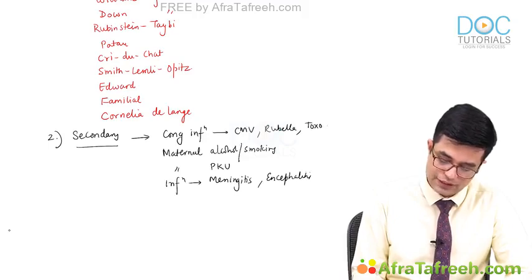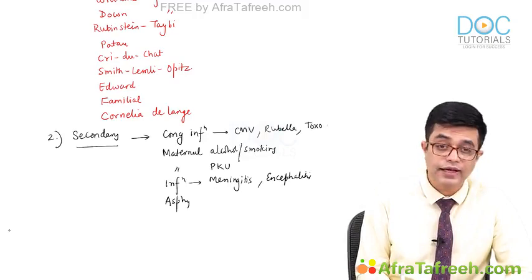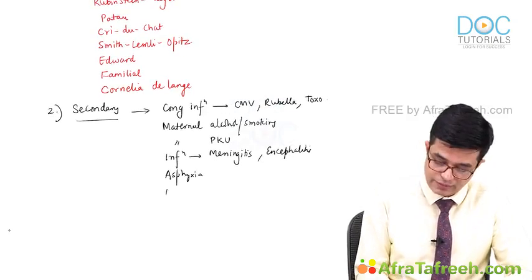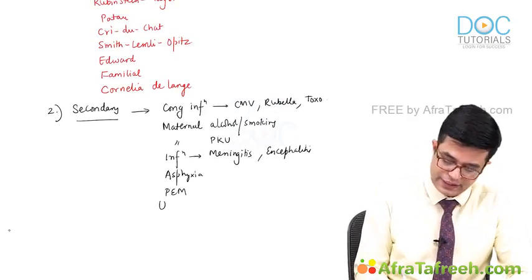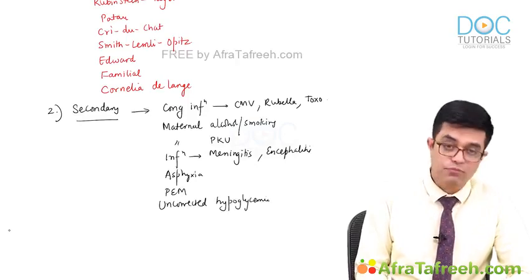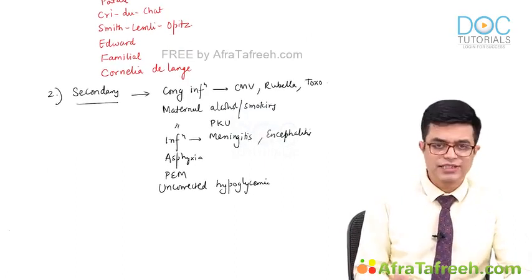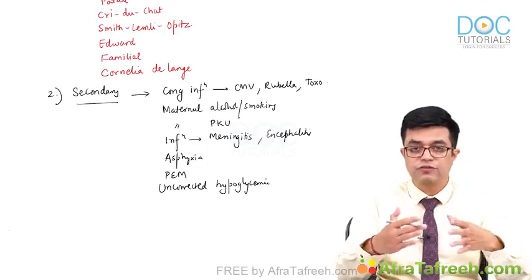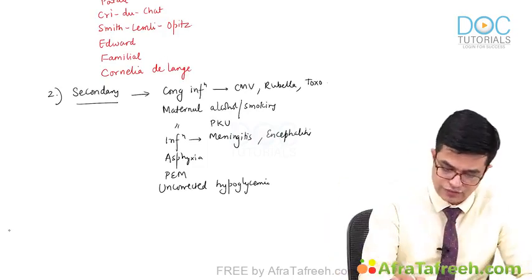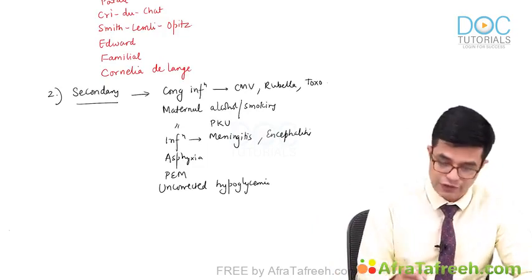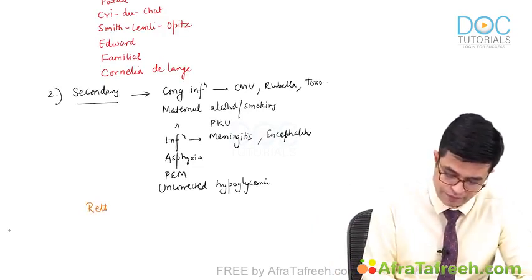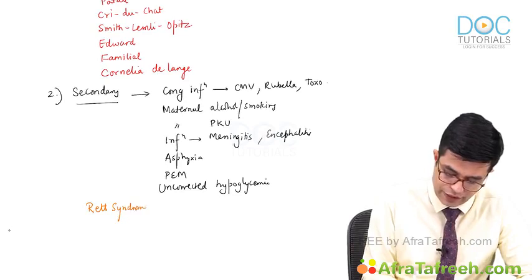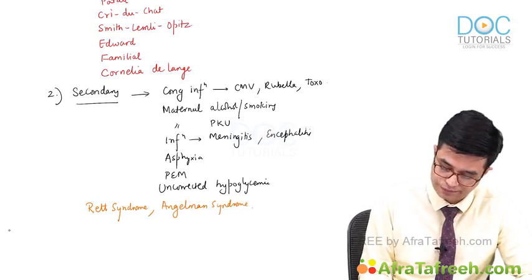It can occur due to birth asphyxia. It can be seen due to protein energy malnutrition. It can be seen in uncorrected hypoglycemia. And progressive acquired microcephaly can be seen in 3 syndromes which are secondary causes, where it is not present at birth or in the first few weeks of life but gradually develops later. So there are 3 syndromes which I am writing with a different colored pen, very frequently asked. You have Rett syndrome, you have Angelman syndrome, and you have Seckel syndrome.